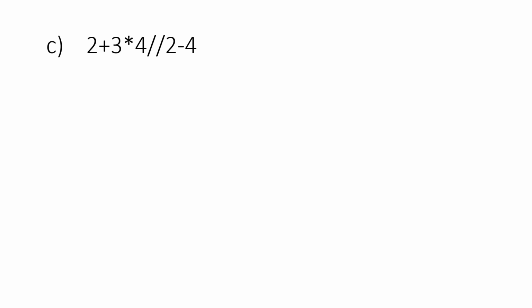2 plus 3 into 4 modulus 2 divided by 4. First of all, we have to identify the operators. We have the plus operator, the multiplication operator, the floor division operator, and the minus operator. The multiplication operator and floor division have the same priority, and then plus and minus come next to them. So this is highest and this is lowest.